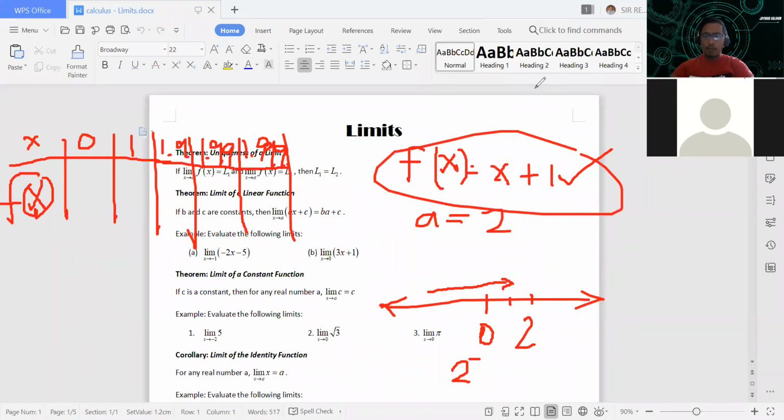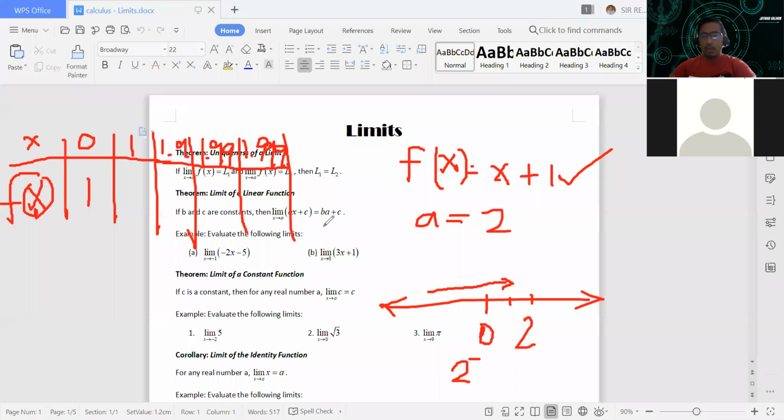Okay? So first thing, if x is 0, so if you substitute 0 here, your f of x is 1. Agree? Do you all agree? I want to hear from you. Yes, sir. Good.